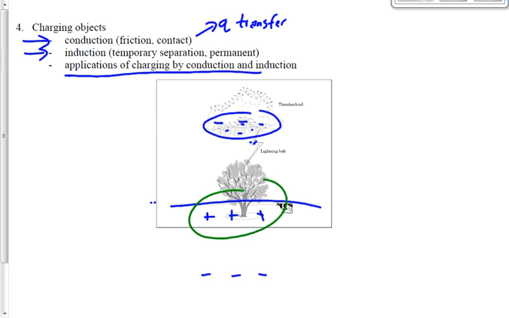We can just ask the question, though, would that be conduction? Not that part of it, but when the lightning actually strikes, now you're getting a whole bunch of electrons going down through there, transferring to the Earth. That would be conduction. More specifically, it'd be charging by contact, even though the cloud isn't actually contacting the Earth, right?